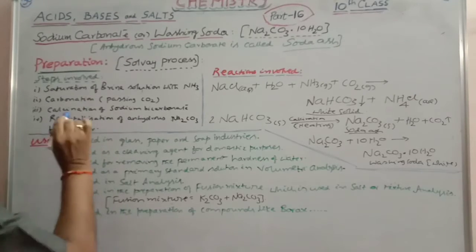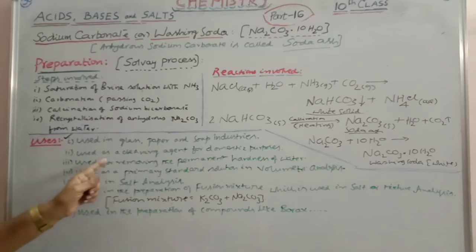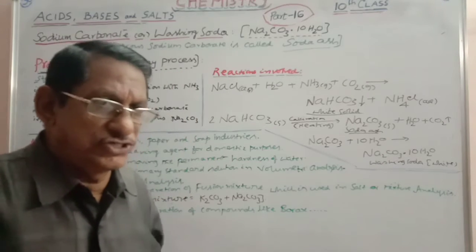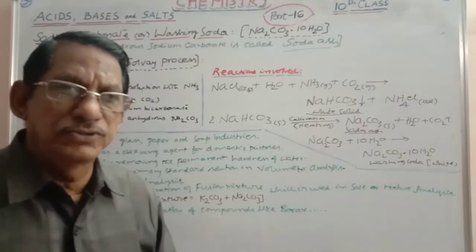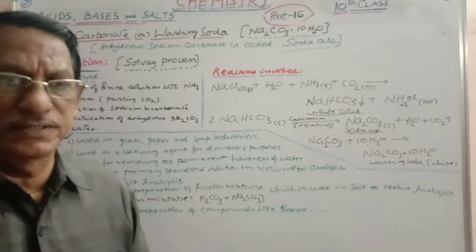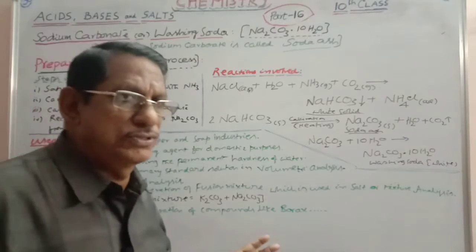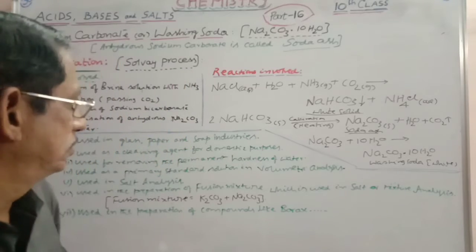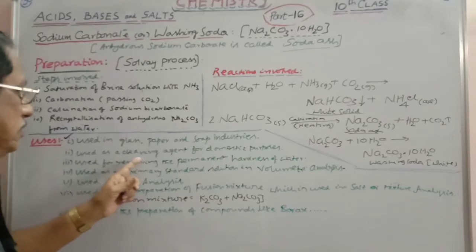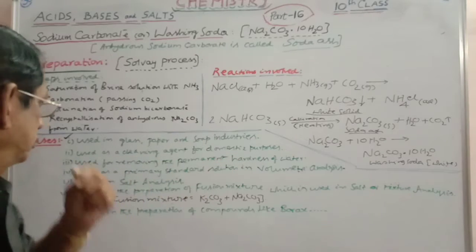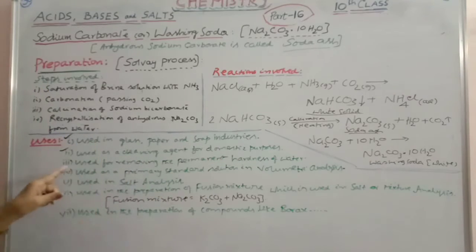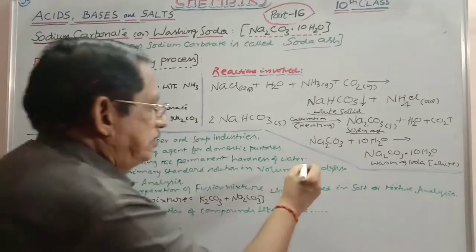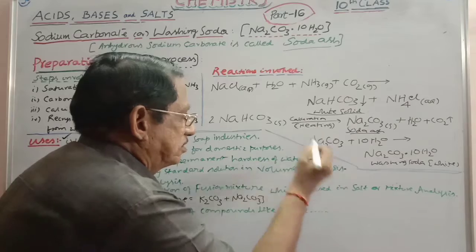Next, it is used as a cleaning agent for domestic purposes, also in laundries. Generally, it is used for cleaning surfaces. Washing soda can be used easily to remove dirt. Okay, so that is about the cleaning agent for domestic purposes. Next, it is used for removing the permanent hardness of water.